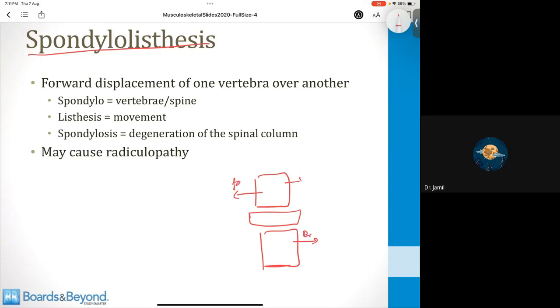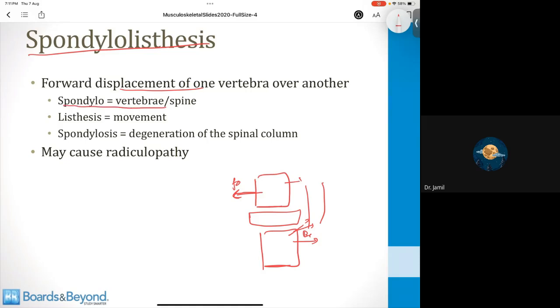Again, this is your spinal canal. Due to the movement of this vertebra posteriorly, again, the lumen of the spinal canal is going to become thin, and it can start compressing your spinal nerve, leading to radiculopathy, right? So the forward displacement of one vertebra over the other, right? If this displaces in the forward direction, it's going to move backward. It's going to compromise your spinal canal, which is going to again lead to radiculopathy.